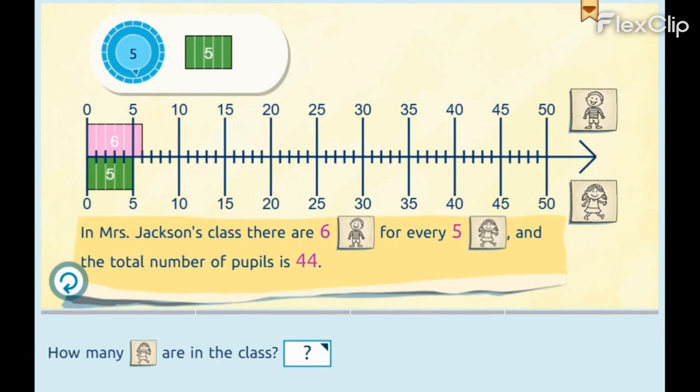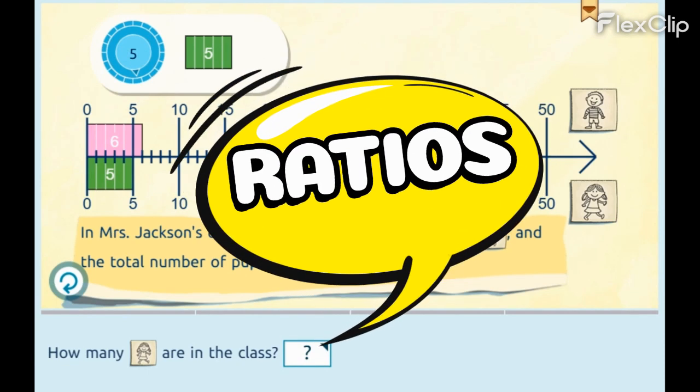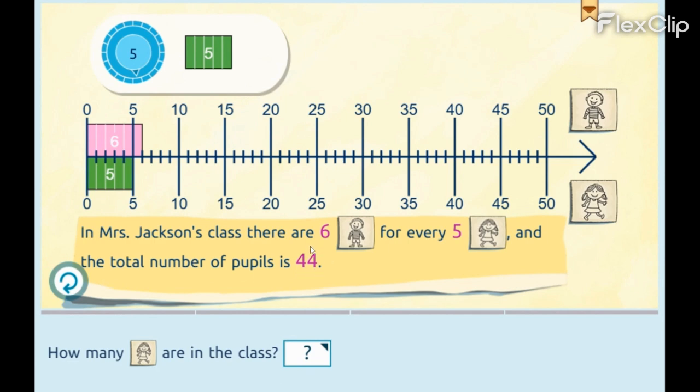Today, we are going to talk about ratios. To be able to solve the ratio, we need to put the numbers together: 6 plus 5. 6 plus 5 gives us 11. But 44 is bigger than 11.